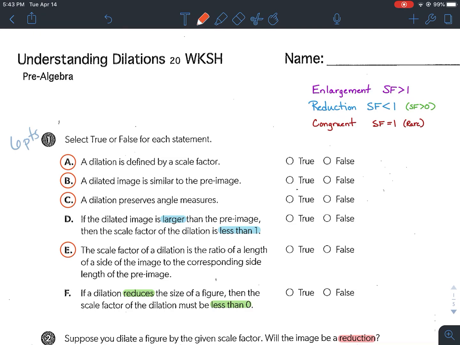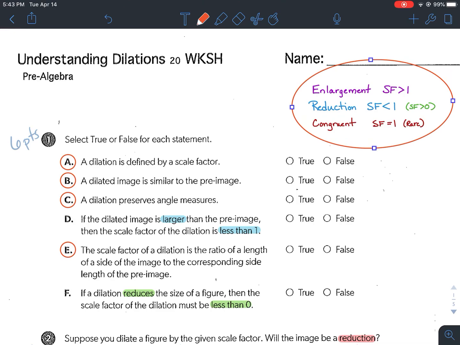For questions D and F, you're going to use this information that's up here under the name. In other words, if you have an enlargement, your scale factor will be greater than 1. Enlargement, your scale factor is greater than 1. A reduction, your scale factor is less than 1. And congruent, your scale factor is equal to 1.